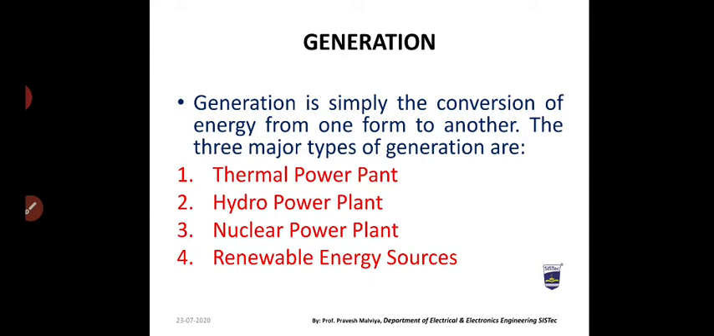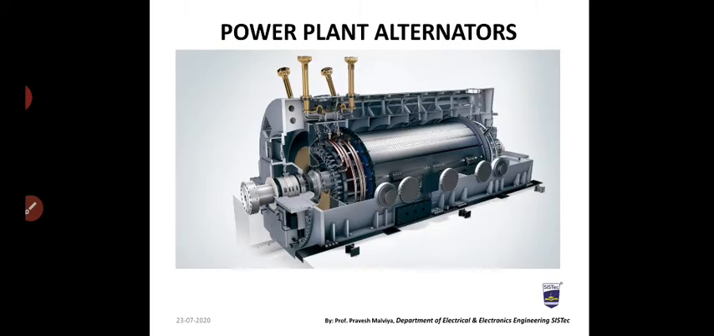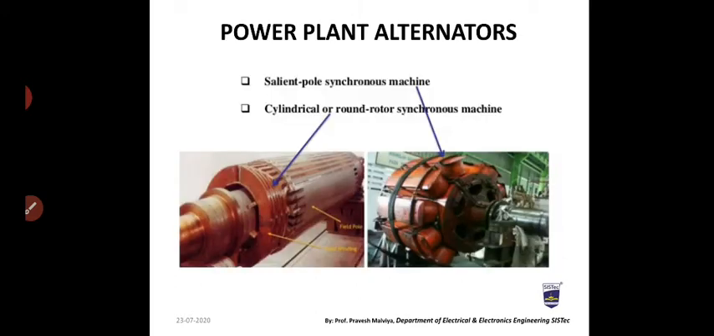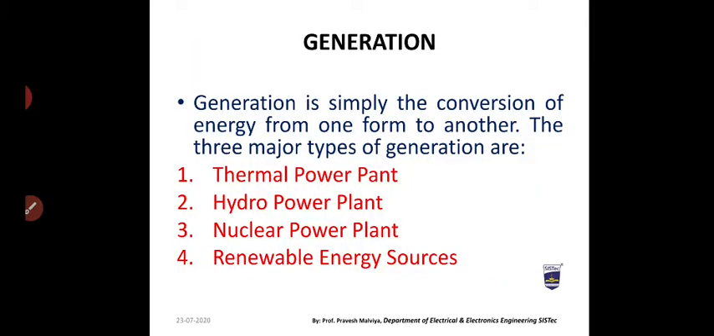So in a thermal power plant, if we talk about the prime mover, we have a steam turbine as the prime mover, and the steam turbine delivers very high speed and quite lower torque as compared to a hydropower plant. So in thermal power plants, which type of rotor will be used in the alternator? It will be a cylindrical rotor, because in a thermal power plant the steam turbine is the prime mover and it delivers very high speed with low torque.